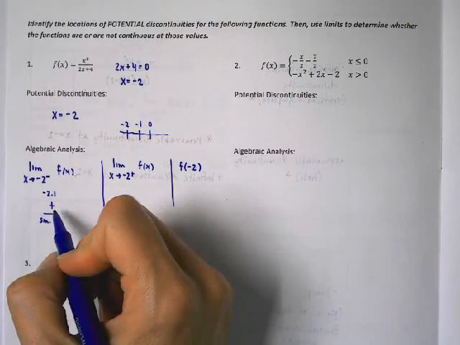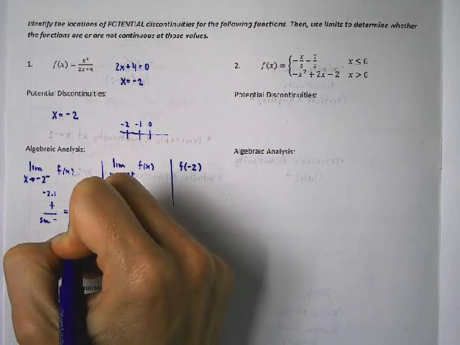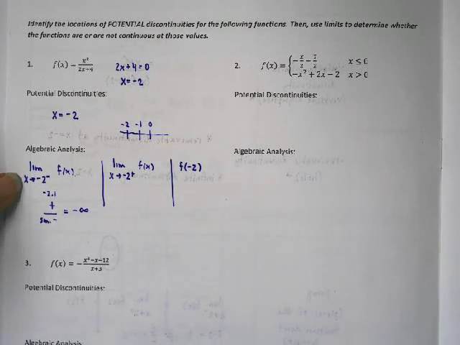So if I take a number and I divide it by something very small and negative, that quotient is going to tend towards negative infinity. So my limit as I approach negative 2 from the left is negative infinity.